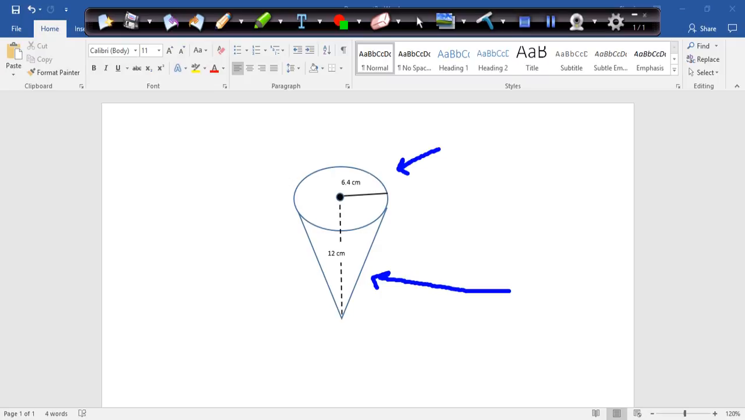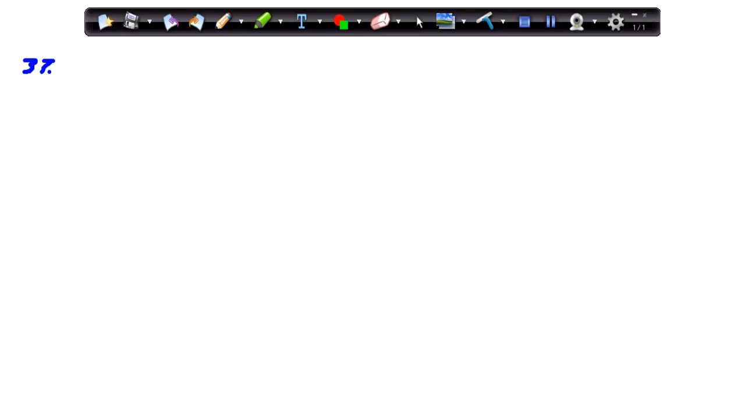So, to the nearest cubic centimeter, here's what they want to know. What is the volume of the cone, right? Okay, so we have a formula for that. A, B, C, or D. Here's what we're going to do first. Let's go back to the whiteboard. So let's write the formula. Volume of a cone, V equals 1/3 pi radius squared height. Okay, so that's the formula we're going to use.